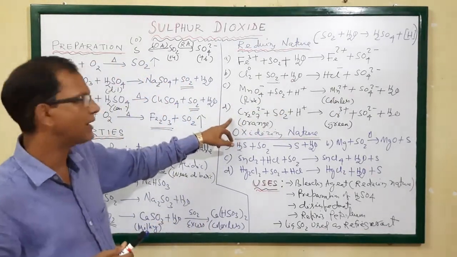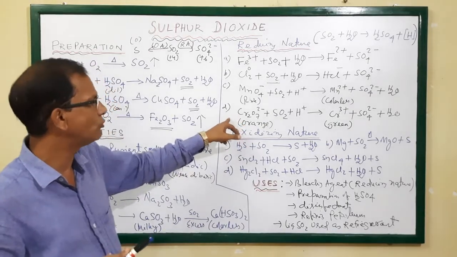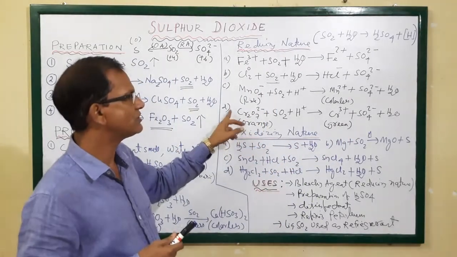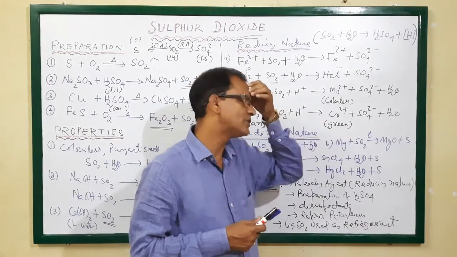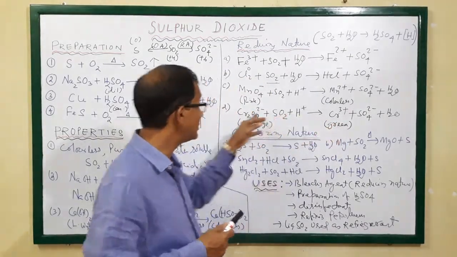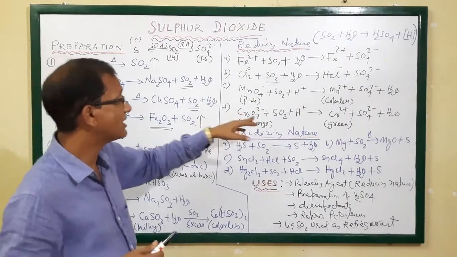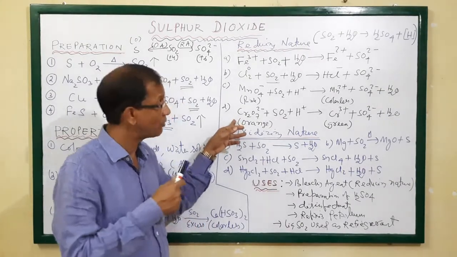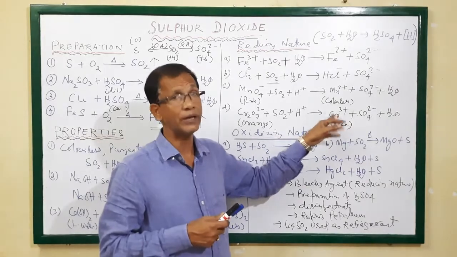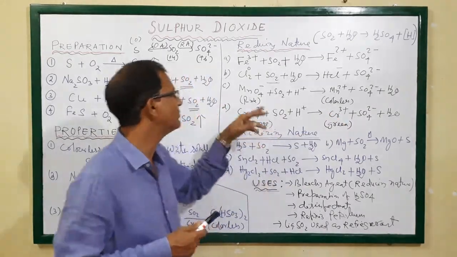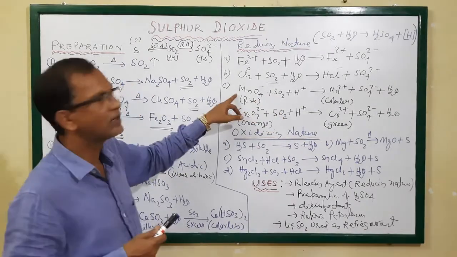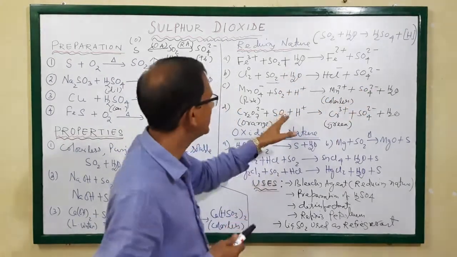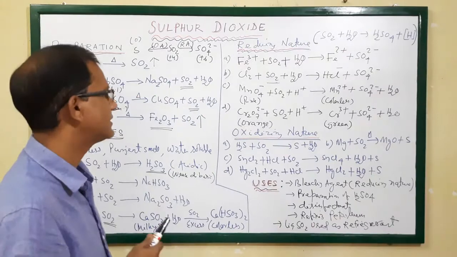Similarly, dichromate ion: orange potassium dichromate will be reduced by sulfur dioxide to green. That means the orange color of potassium dichromate changes to chromium ion, which is green. That is chromium sulfate, which is green in color. That is also one important test of sulfur dioxide. You can test sulfur dioxide in this way. When you pass sulfur dioxide gas to orange potassium dichromate, it changes to green chromium ion. Chromium sulfate is formed, which is green. Similarly, when you pass sulfur dioxide gas to pink potassium permanganate solution, the color becomes colorless due to formation of manganese ion. These are very important reducing properties of sulfur dioxide.